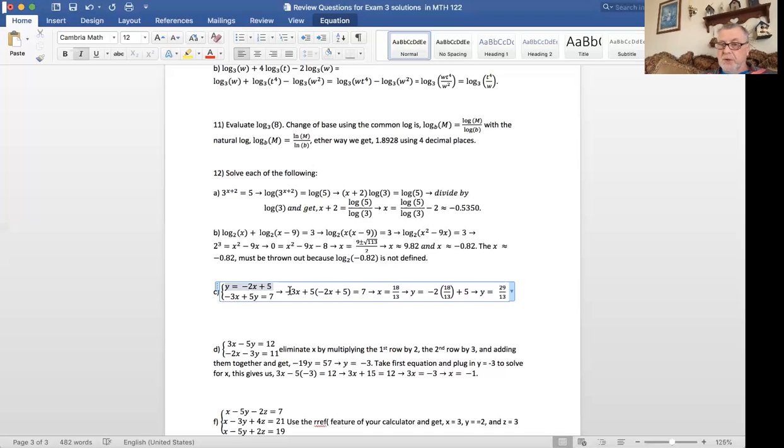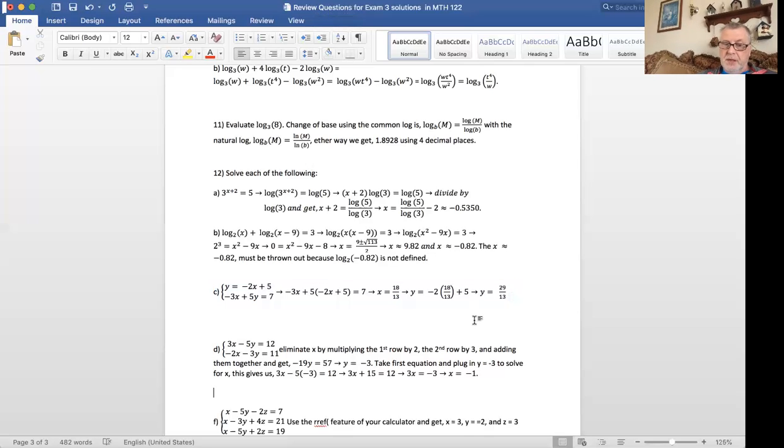Solving this equation for x, we get x equals 18 over 13. Taking 18 over 13 and plugging it in for x into this first equation gives us minus 2 times 18 over 13 plus 5. Solving for y, that gives us 29 over 13.